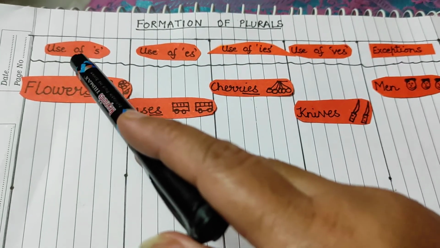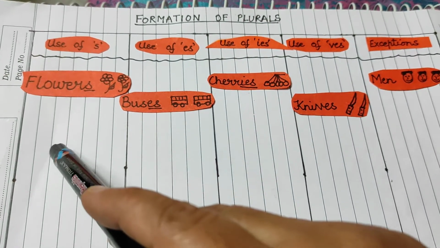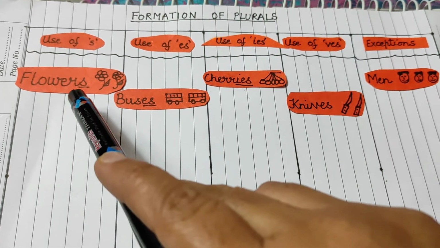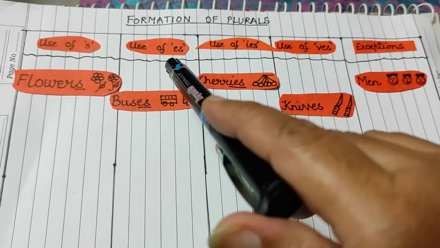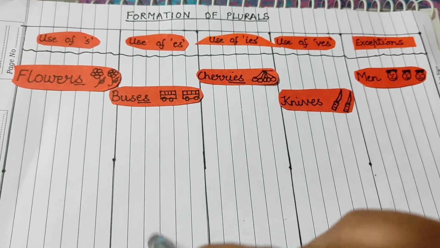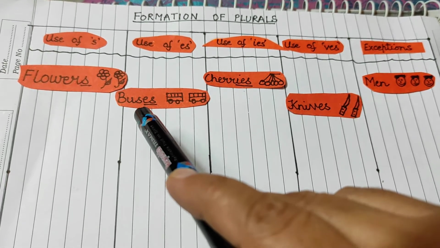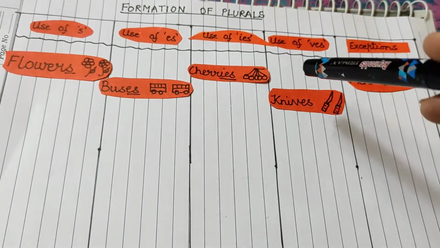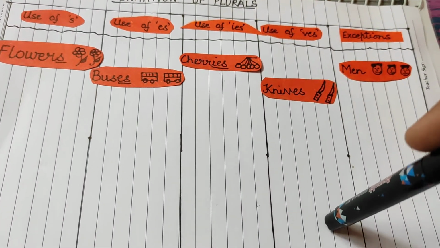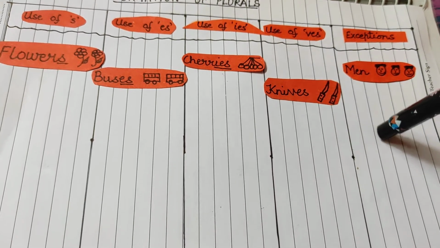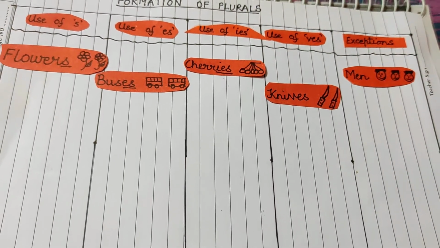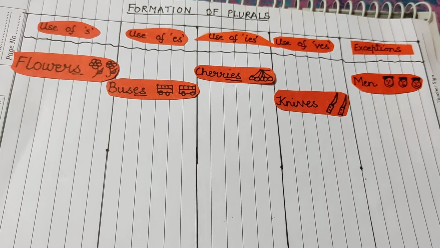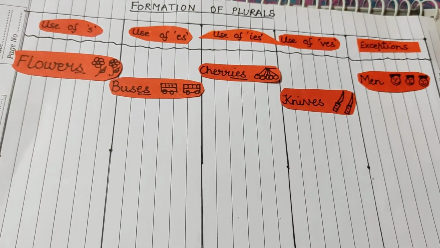Like under the use of S, as I have written flowers, you will paste 5 strips in which the plural is formed by adding S. Similarly, under the ES column, you will be pasting 5 strips of nouns in which the plural is formed by adding ES. Similarly, for IES, you will paste 5 strips, and VES also you will paste 5 strips. And similarly for the exceptions. Now in the exception category, men is one example I have given. You can think of many more. Women, and there are so many others. If you think, you will definitely get them.